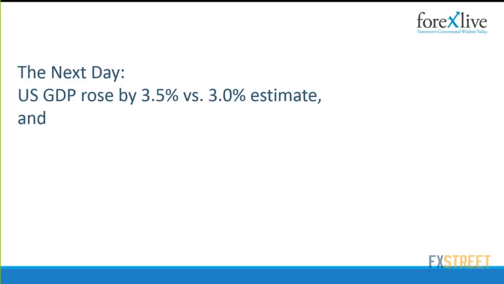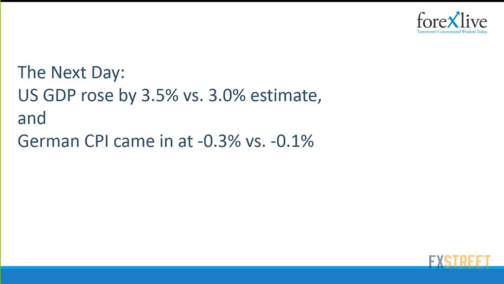The next day, after the FOMC announced those three main points, what did we see in the US? We saw US GDP rose by 3.5% versus a 3% estimate. Wow, that's good news for the US dollar, right? Because if you have stronger growth in the US, the dollar should move higher, right? And on the same day, Germany came out and said that their CPI fell by minus 0.3 versus a minus 0.1 estimate.